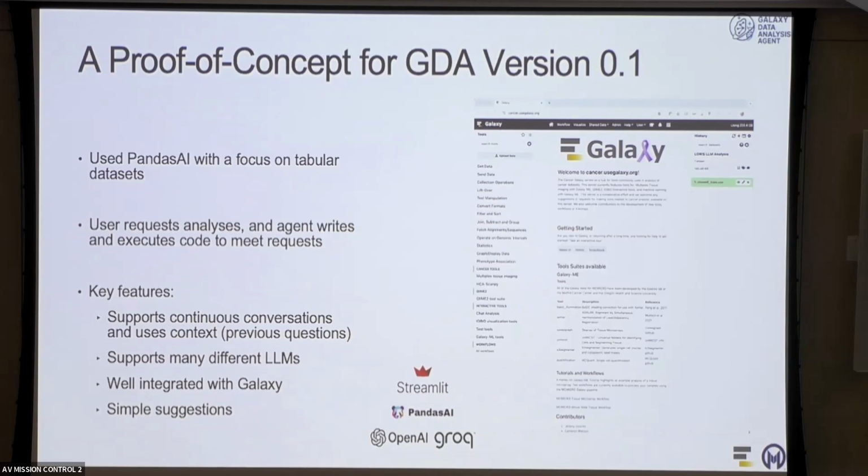The agent will support these conversations. So perform this analysis or remove this column, for instance, and then I want to take the subsequent table and plot it. So you could take this two-step process. We integrated many different large language models, so it's not just one model in particular but several different models. And we did integrate it into Galaxy, so you could move in and out of this agent and use it with other Galaxy tools.